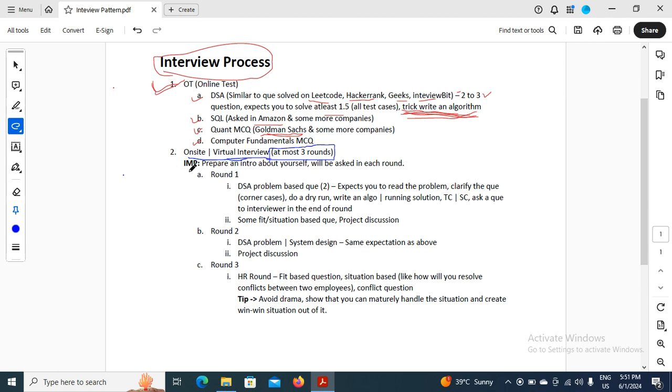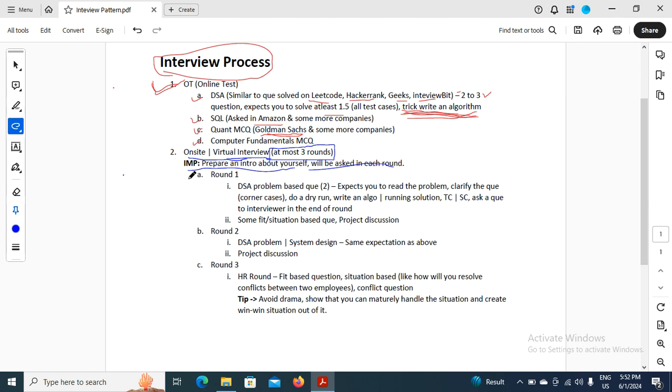One of the important things that I've seen people don't take care of that much is to prepare an introduction about yourself, because this is the first question asked in any round. They will ask you to introduce yourself. So prepare a good intro, and this will be asked in almost each round, whether there are four rounds, three rounds, whatever the rounds are.